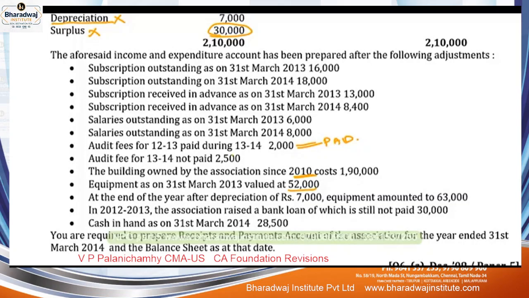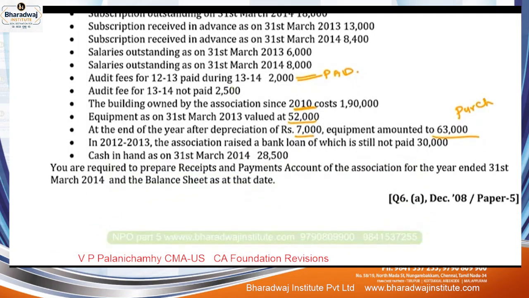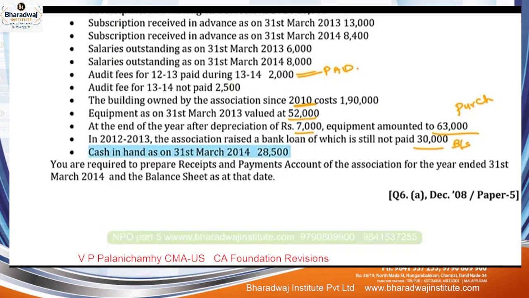Equipment at the beginning of the year 52,000. At the end of the year after depreciation, equipment is 63,000. Based on this, you have to find out what is the purchase of equipment. In 2012-13, association raised a bank loan. It is not paid. This will also come in balance sheet, not a current year receipt or payment. Look at the cash in hand. When is the balance given? It is a closing balance.